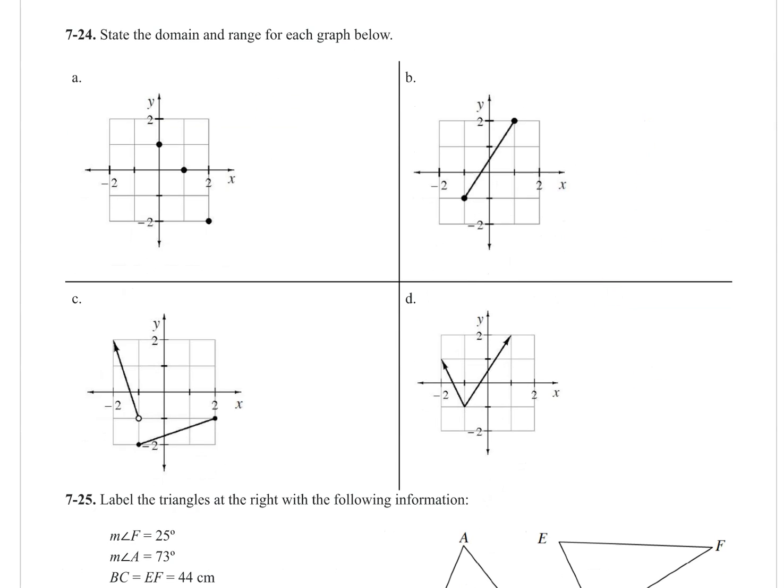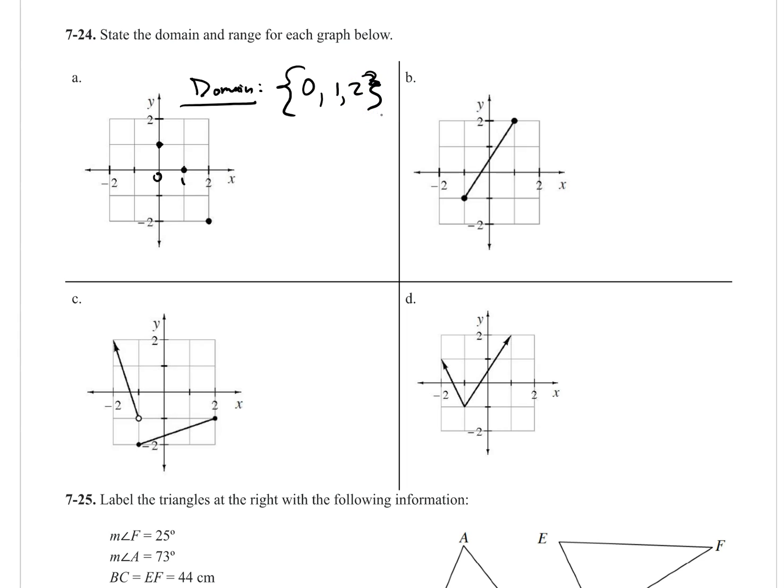7-24. State the domain and range. Let's start with A. This is a discrete graph. It's dots. This is like a sequence. So the domain, I'm going to use the curly brackets. Domain. That's going to be all of the x values. So there's a dot at 0, 1, and 2. So those are my x values.